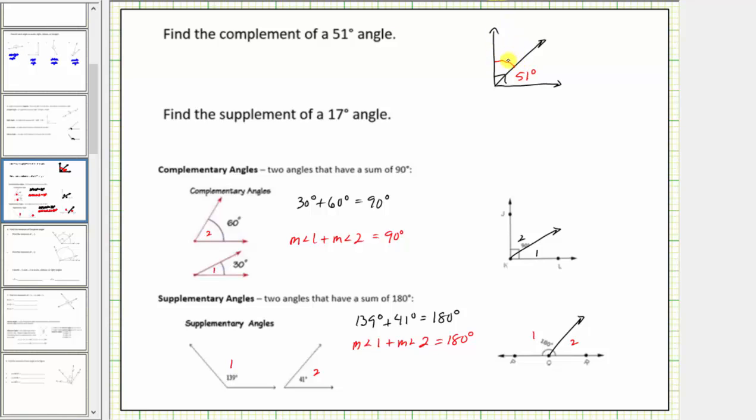Notice to find the complement of a 51-degree angle, we begin with 90 degrees and subtract 51 degrees, which gives us 39 degrees. The complement of a 51-degree angle is an angle that measures 39 degrees, because 39 degrees plus 51 degrees is equal to 90 degrees. So we'll say the complement of a 51-degree angle is a 39-degree angle.